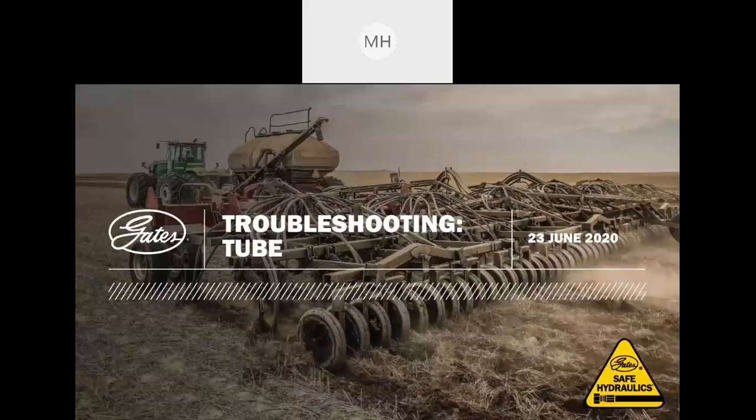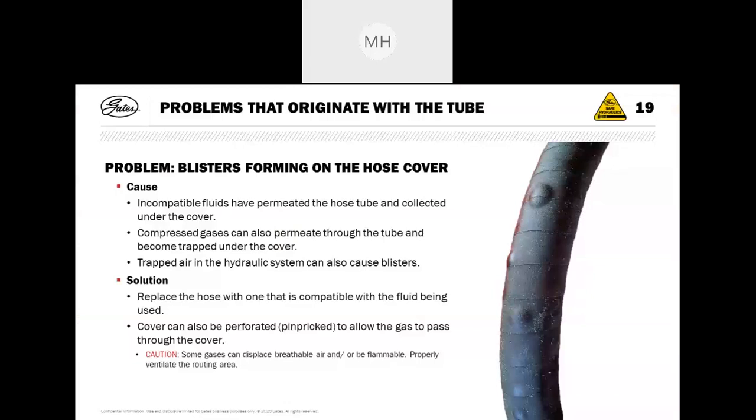All right, looking at the tube, the troubleshooting side of things. Now, the problem in this is the blister forming on the hose cover. The cause can be a number of different things. It can be incompatible fluids that have permeated the hose tube and collected under the cover. Compressed gases can also permeate through the tube and become trapped under the cover. Or trapped air in the hydraulic system can also cause blisters. Now, one thing to consider when looking at blisters forming on the cover is: is the blister dry internally or is it wet, with oil being the obvious option there? The 2 different answers to that will give you an idea of what's causing the permeation.